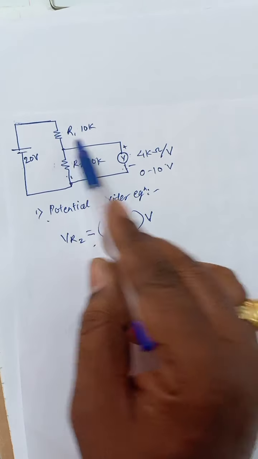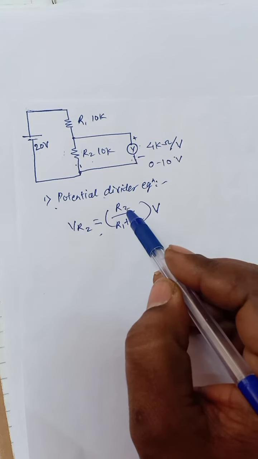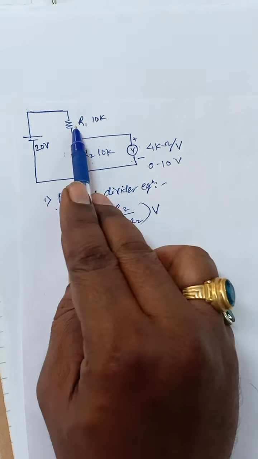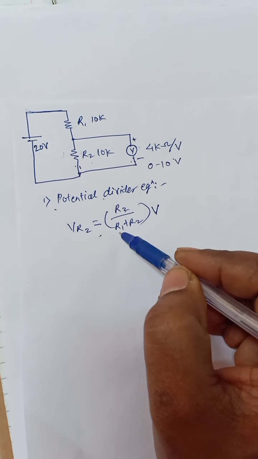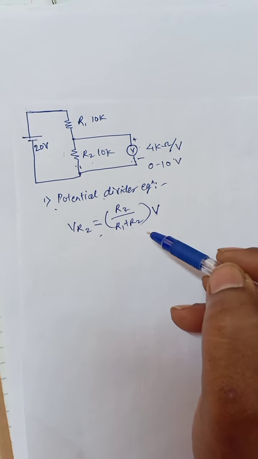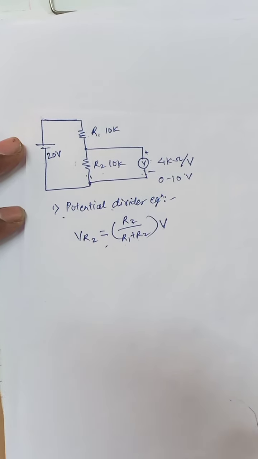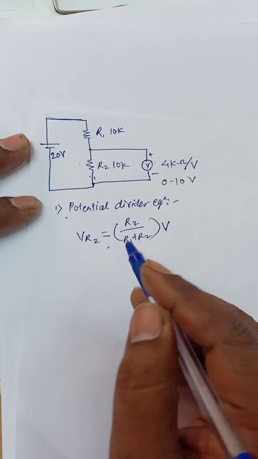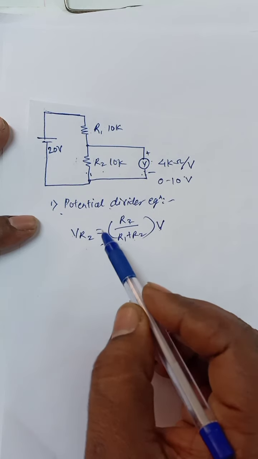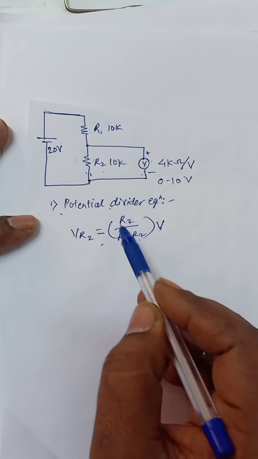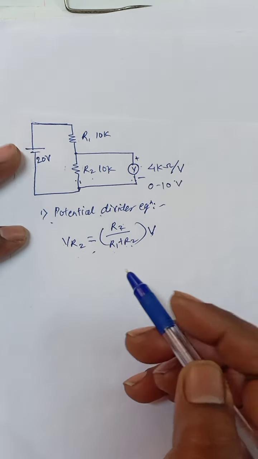To find the voltage across R1, you have to make a single change. Just write R1 in place of R2. So the formula becomes VR1 equal to R1 divided by R1 plus R2, into V. Just change the numerator resistor: R1 divided by R1 plus R2 into applied voltage V.